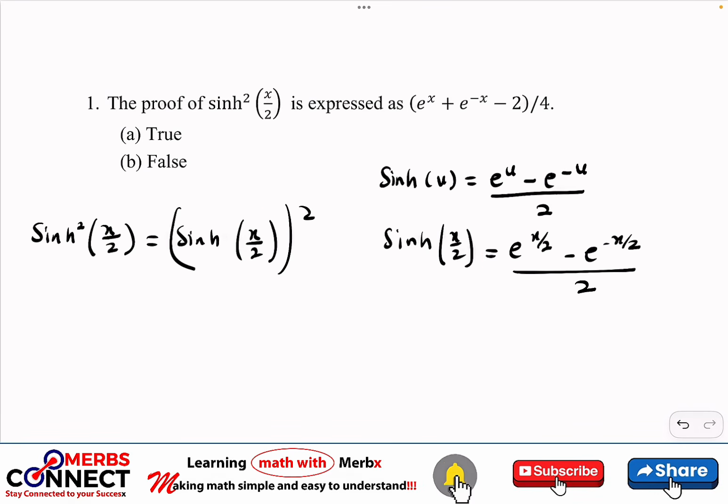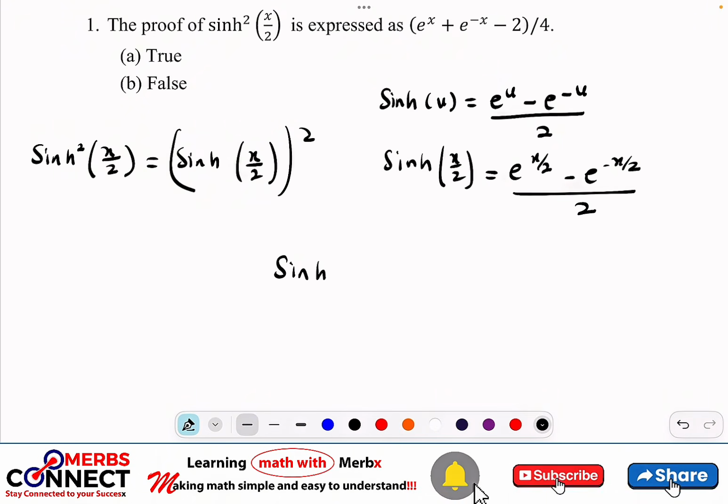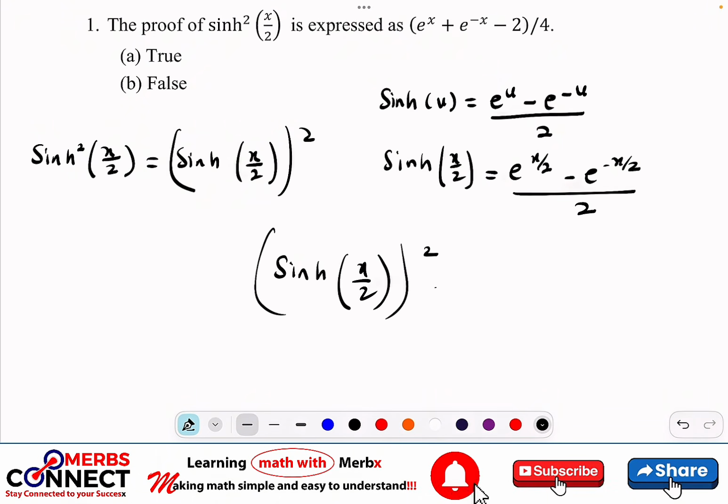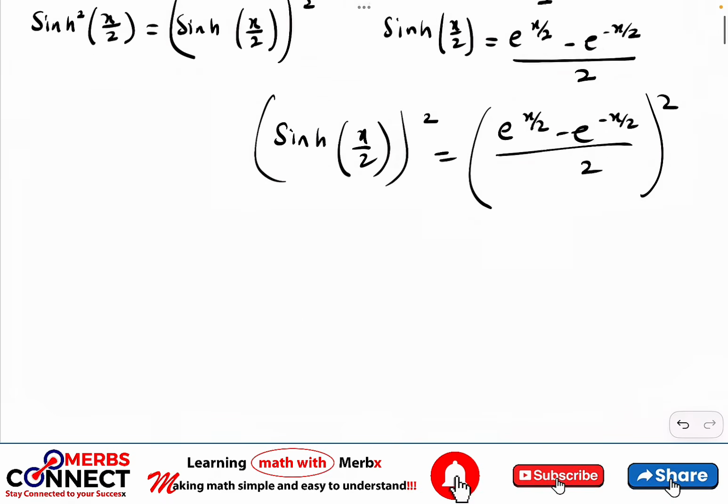Now the last thing that we need to do to check if this is true or false is to square this. So we are going to square both sides, and then let's see what we are going to get. So the hyperbolic function of x over 2 all squared is the same as e to the power x over 2 minus e to the power minus x over 2, all divided by 2, all squared. So we just need to expand this and see if it's the same as this. Okay, so let's do that.